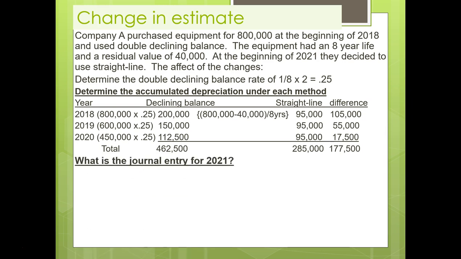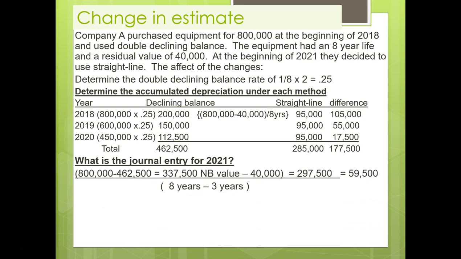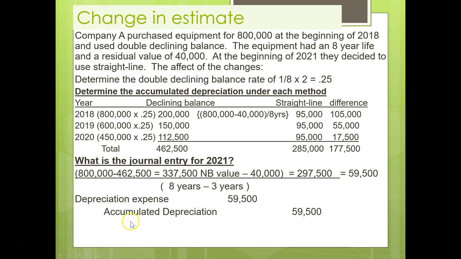However, the journal entry would be the $800,000 minus the $462,500 that's already been recorded, gives you your net book value, minus our residual value, gives you the balance that can be allocated, and we're going to do it over the remaining life, which is 5 years. So this is going to be our journal entry. Remember, we can't go back and change what we've already done when it is a change in estimate.